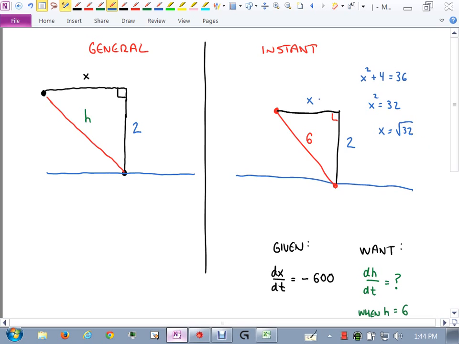So I'm actually going to put that right here, root 32, because it's not changing in my instant in time. Well, in our triangle, we would have to decide if we're going to measure that as positive or negative to the left. I'll just leave it as positive. But you wouldn't look at both cases. Okay, yeah. One or the other.